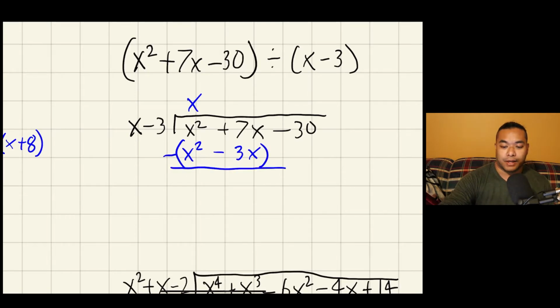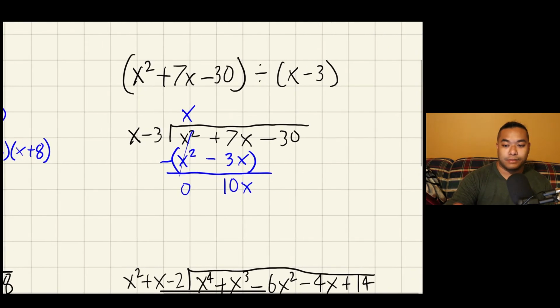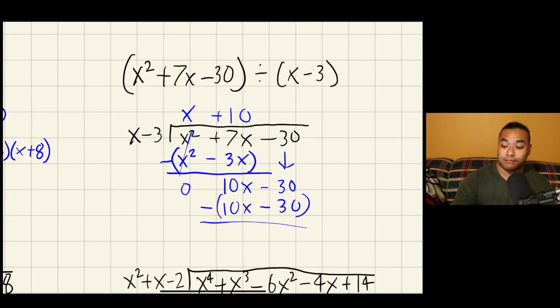So that's going to give me x squared minus x squared cancels to 0. 7x, negative makes this positive, so 7x plus 3x is 10x. And, oh, forgot to bring down the negative 30. How many times does x go into 10x? Well, x times positive 10 gives me 10x. So that's going to give me 10 times x minus 3, which is 10x minus 30. Subtract this all the way through, and we get 0.